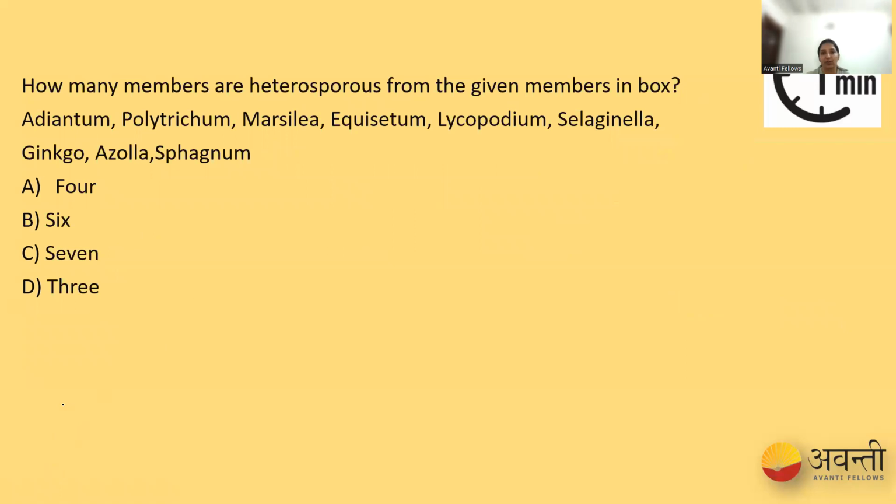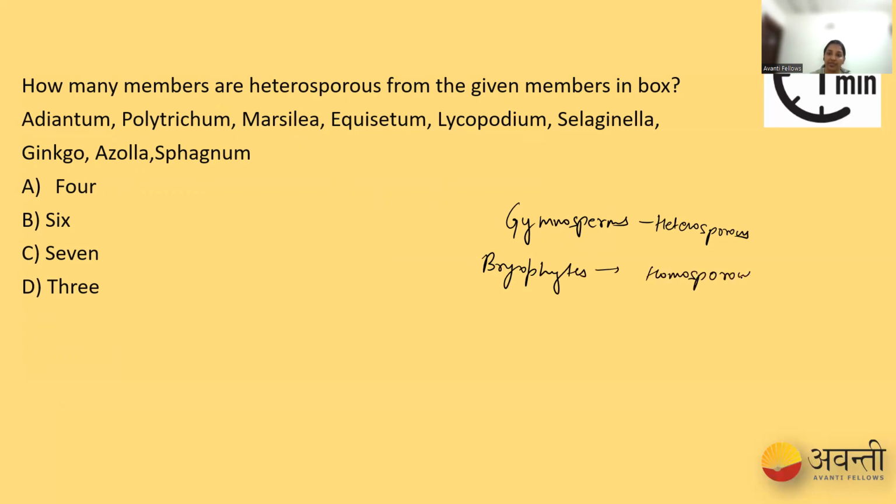How many members are heterosporous from the given members in the box? Adiantum, Polytrichum, Marsilea, Equisetum, Lycopodium, Selaginella, Ginkgo, Azolla, Sphagnum. We have to find out the heterosporous ones. Remember, gymnosperms all are heterosporous. Bryophytes all are homosporous. Pteridophytes, some are heterosporous and some are homosporous.